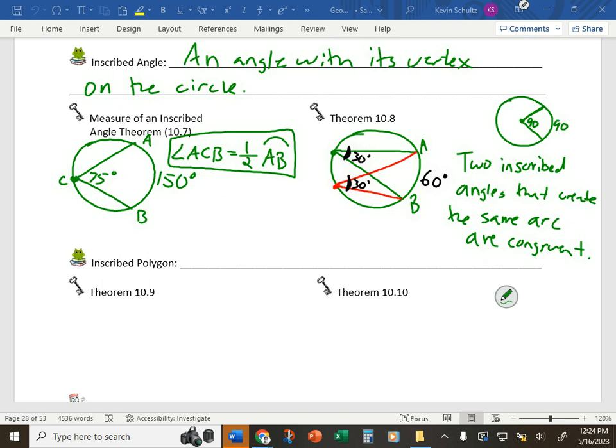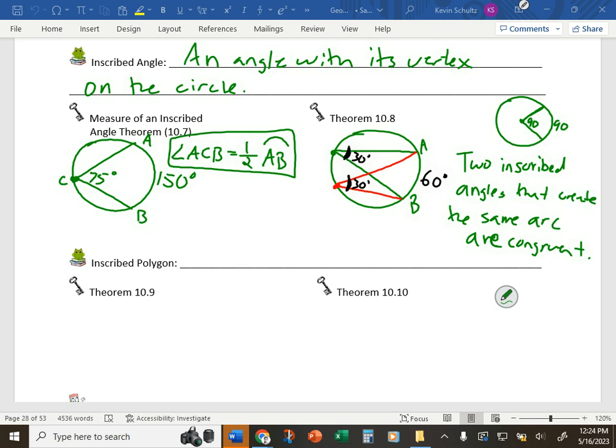Other questions folks might have? Two inscribed angles that create the same arc are congruent. My arc and R look awfully similar, but this is... there we go. Much better.